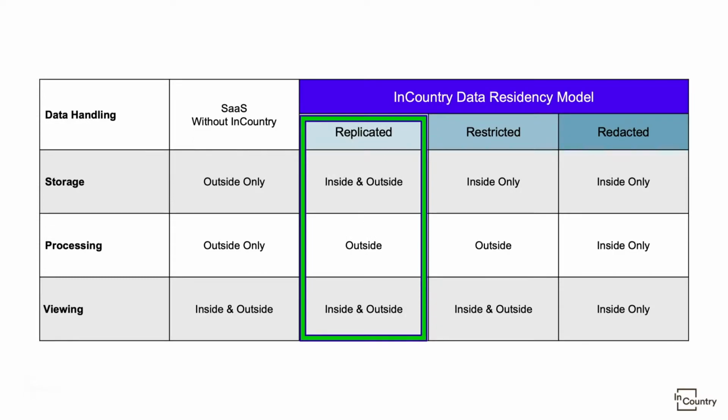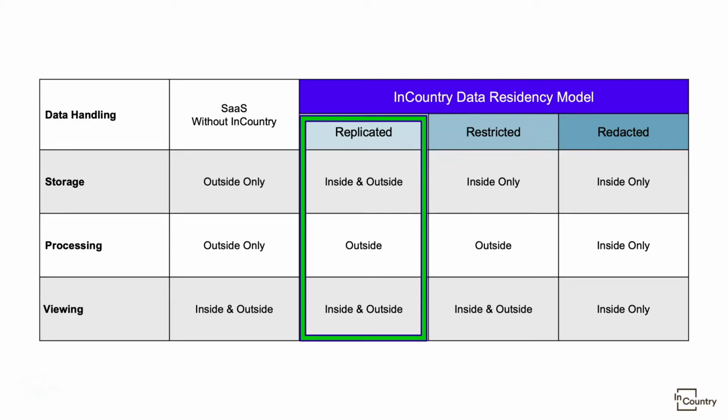When a company decides to integrate a cloud-hosted application with the InCountry platform, one of the most important decisions to make is which integration model is required by the legislation or company policy that governs the data residency requirement. These requirements typically contain mandates on where the regulated data can be stored, where it can be processed, and whether or not it is viewable from outside the country of origin. Based on these three parameters, InCountry has defined three data residency models: replicated, restricted, and redacted. In today's video, we will focus on the replicated model.